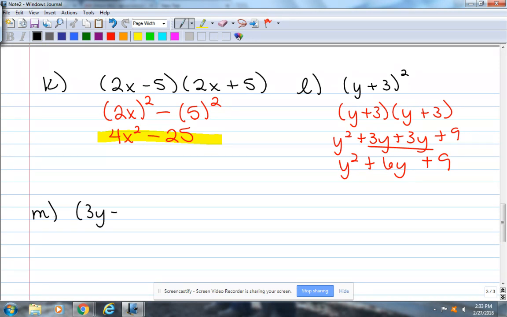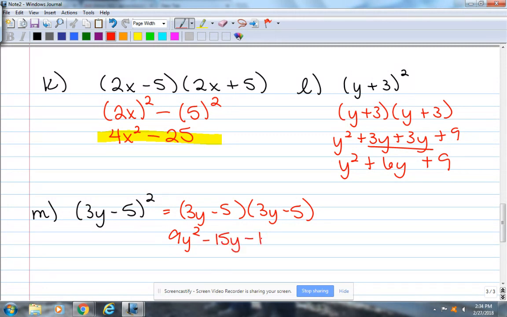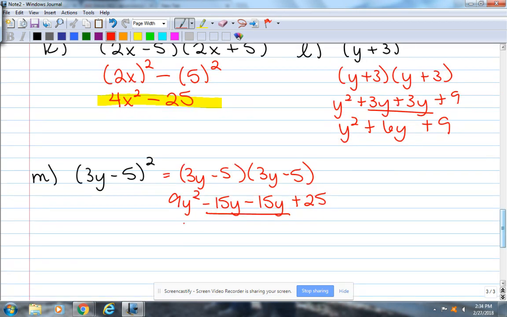3y minus 5 squared. What does that mean? That means I multiply it times itself. 9y squared. And I FOIL it. 9y squared, minus 15y, minus 15y. And negative 5 times negative 5 is positive 25. Like terms. Plus 25. That's right. Are we good?